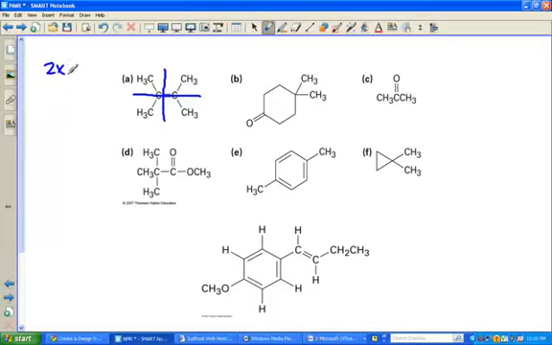So what that means is we'd see 2 carbon signals. Now if all 4 methyl groups are the same, then that must mean all the hydrogens are the same, so we'd only see 1 hydrogen signal.